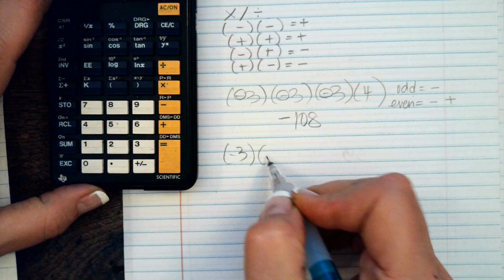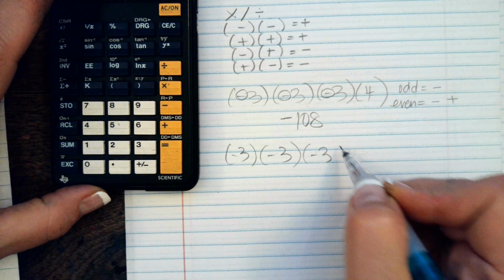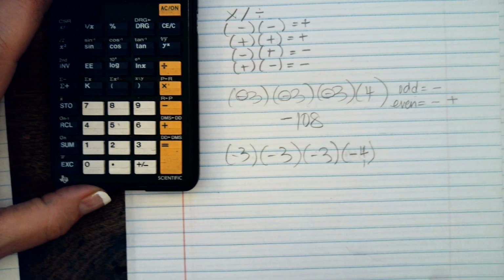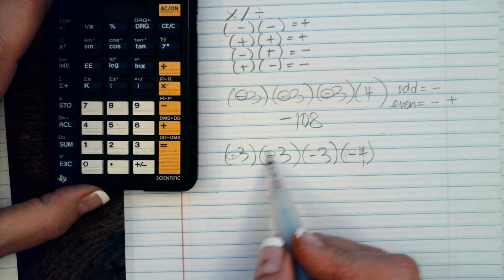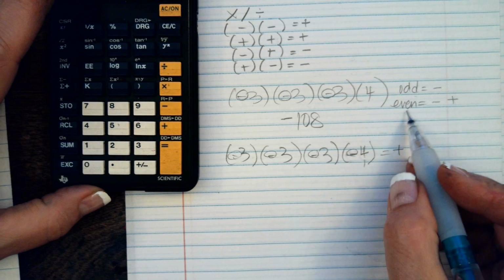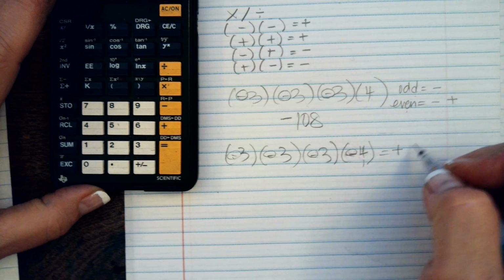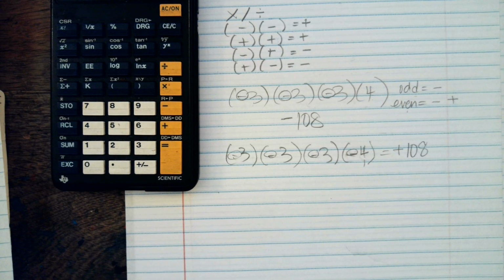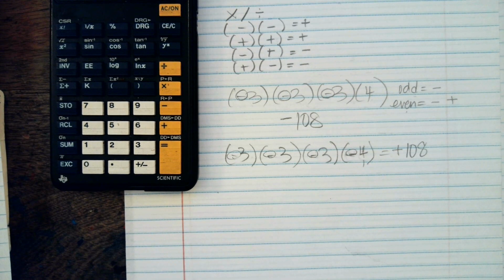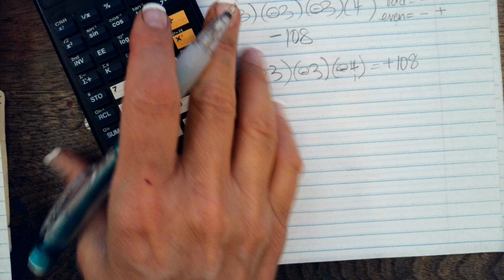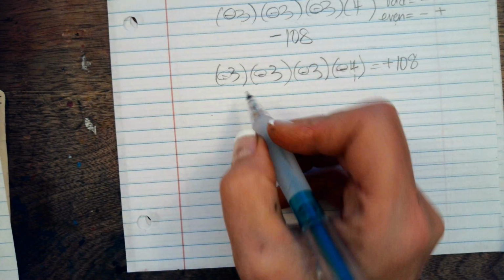If I had this, then I would do, I have 1, 2, 3, 4 negatives. That makes a positive because it's an even amount. And then my answer would be positive 108. Make sense? Yeah, I remember like the negative. Okay, perfect.